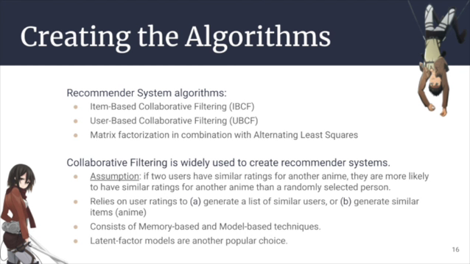Collaborative filtering consists of memory-based and model-based techniques. Latent factor models are another popular choice in recommender systems. They use matrix factorization to uncover latent features that explain observed ratings.